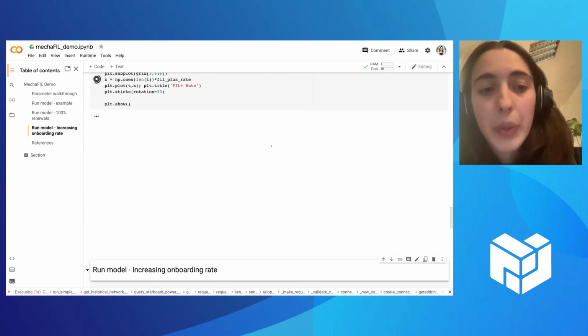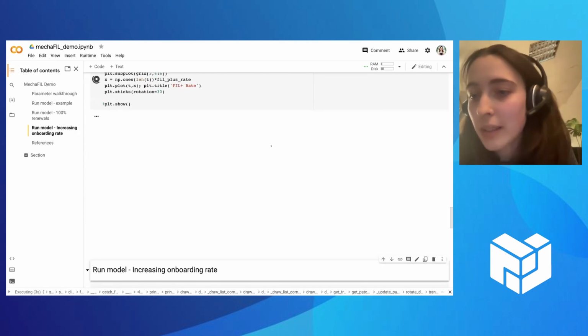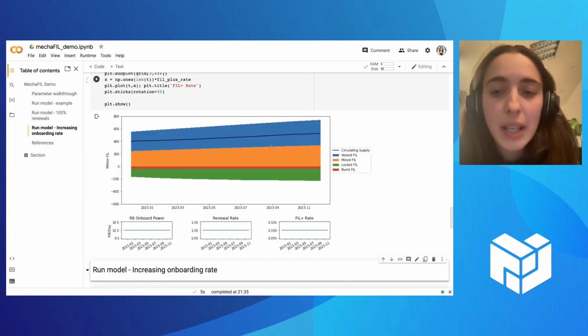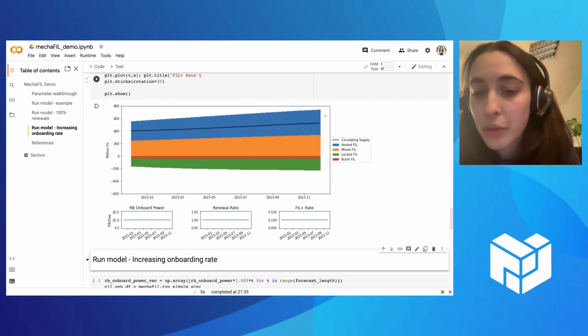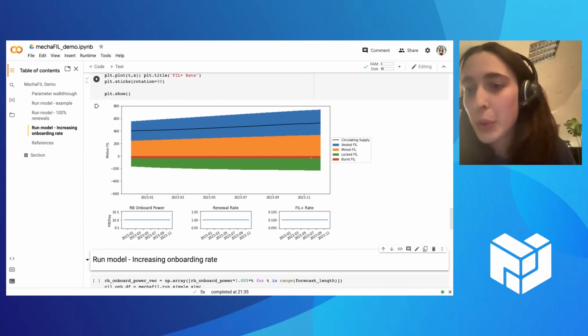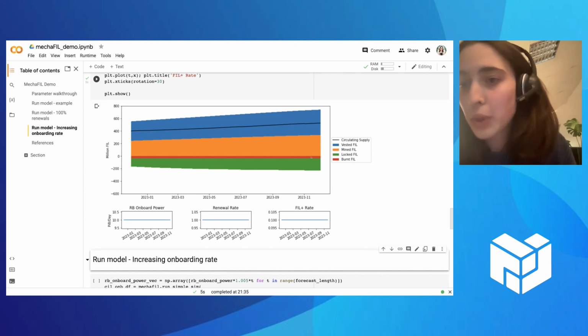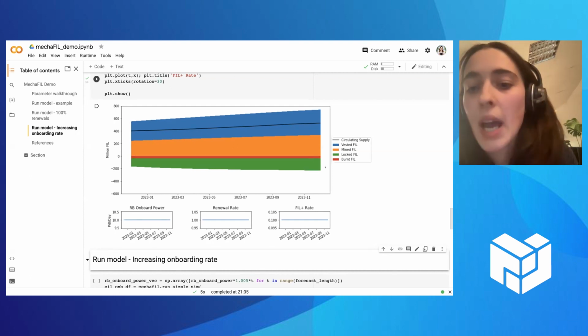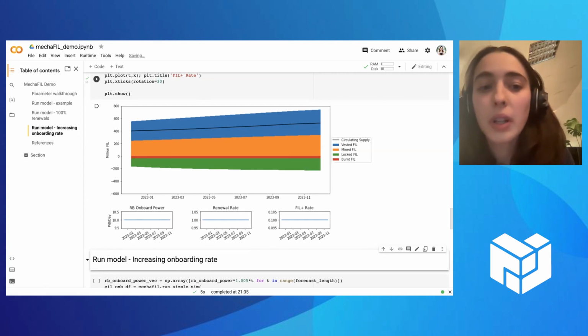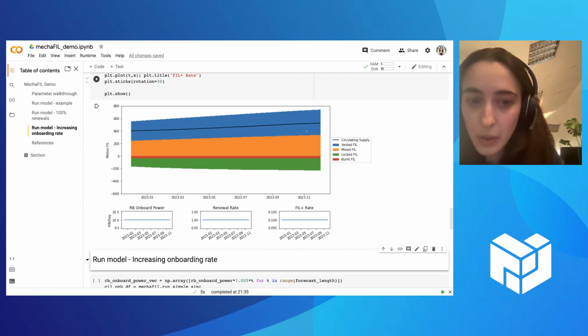Here we can see that it's running the simulation and then building up the plots. You see that it doesn't look very different in terms of my mined FIL and vested FIL. The big change here is how much FIL is being locked. Because sectors are renewing more, they are not exiting the network, and so the FIL that was locked on those sectors is not being released, and so we have more FIL being locked, and this decreases circulating supply a little bit.